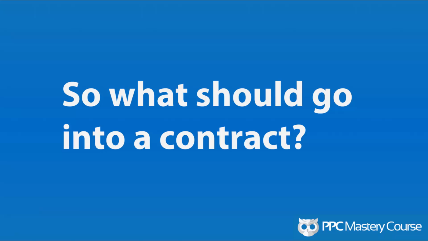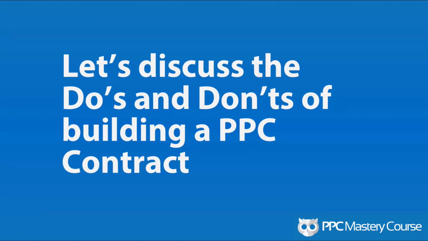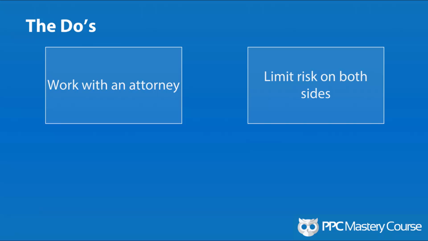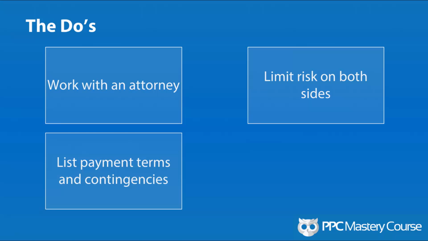So you might be wondering what should go into a contract. Let's discuss my do's and don'ts of building a PPC contract. We'll start with the do's. Do work with an attorney. I can't stress this enough. Do work with an attorney, especially on your first contract, especially when it's your first time doing this. Make sure that you are legally sound when you do this. Do make sure you limit risks on both sides. This is a two-way street. You want both people to be happy with the contract, so make sure you limit the risk on both parties.